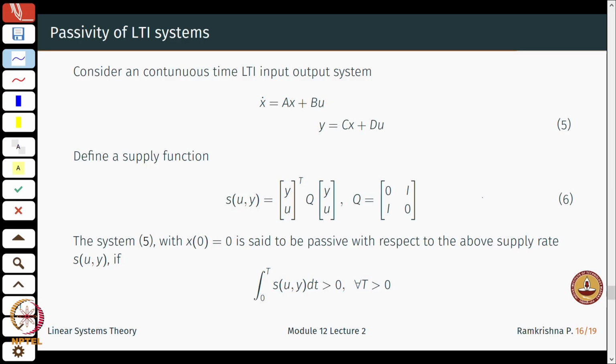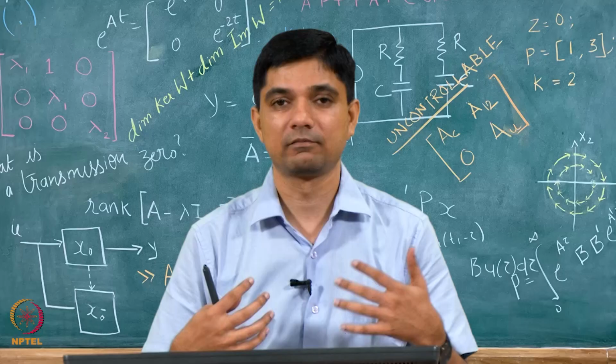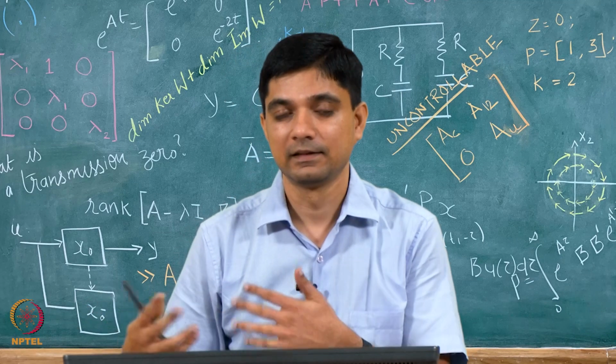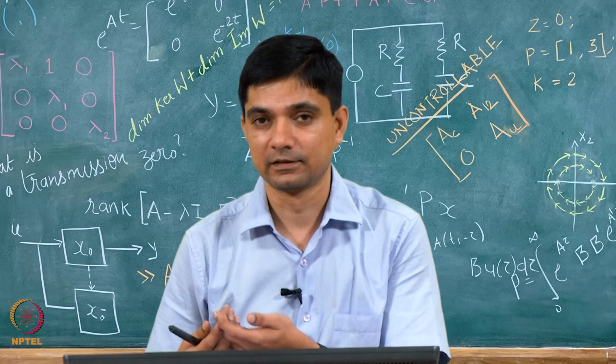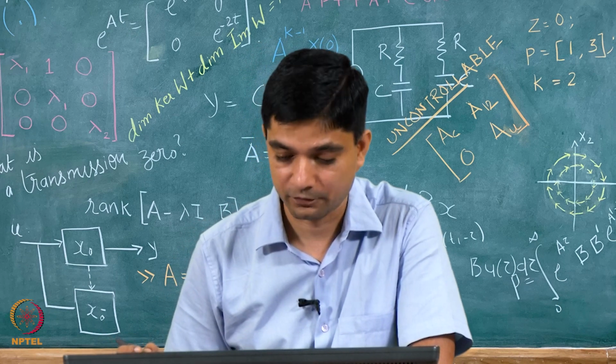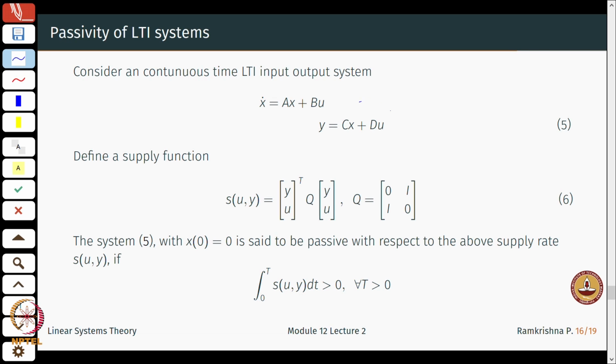Okay, the last thing is about passivity. This is something which we do very often, but we do not really think that we are working within the concept of passivity. So, I start with an input output system: x dot is Ax plus Bu, y is Cx plus Du. Just define a supply function which is quadratic, and say Q is of this form.